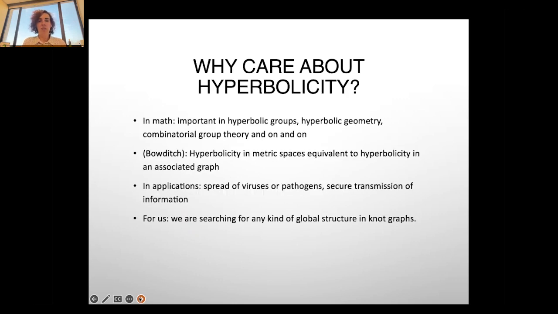And there's lots of different reasons to care about hyperbolicity. It's important to hyperbolic geometry, the study of hyperbolic groups, combinatorial group theory. Assessing whether a metric space is hyperbolic in general can be reduced to assessing hyperbolicity in some associated graph due to a result of Bowditch. And there's applied reasons for being interested in hyperbolicity as well. But for what I'm going to say next, we're just motivated in studying the global structure of knot graphs.